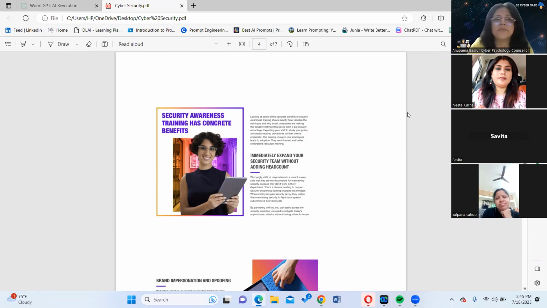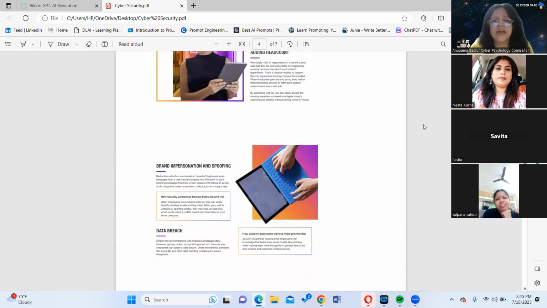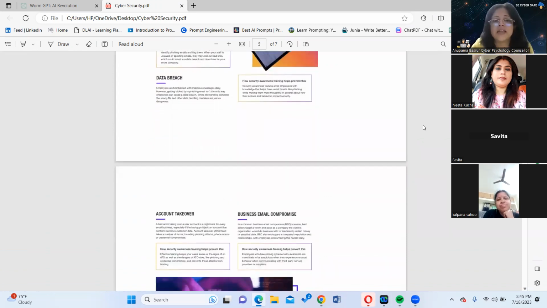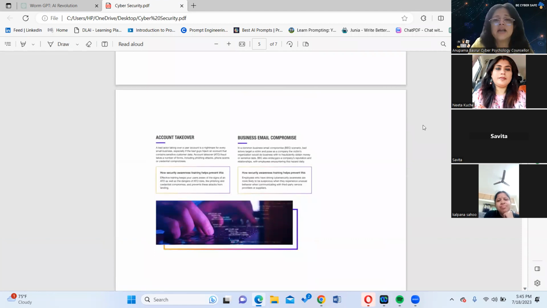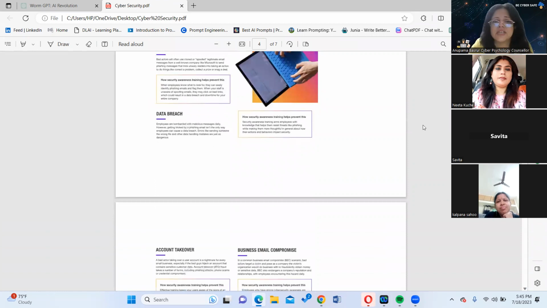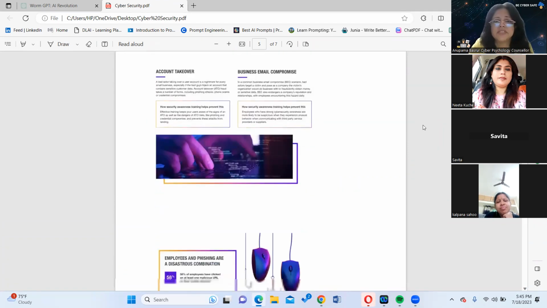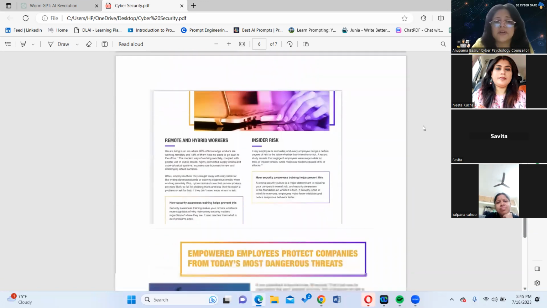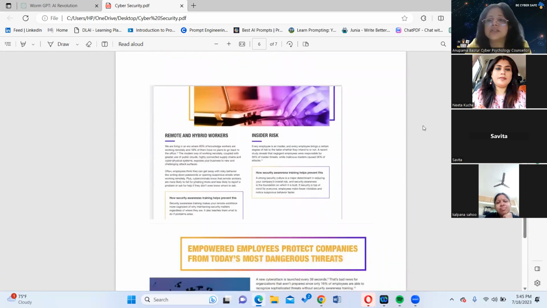So we normally recommend that both the management as well as the staff have to be very careful, and they have to ensure that their data remains safe. As you can see in the PowerPoint presentation, there can be a data breach, brand impersonation, your business email can be compromised, there can be phishing, and there are a lot of remote and hybrid workers sitting outside who will not be able to figure out whether there is a data breach in your system or not.